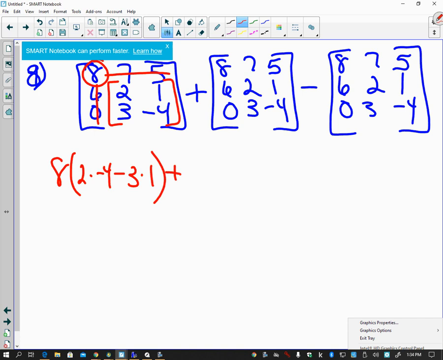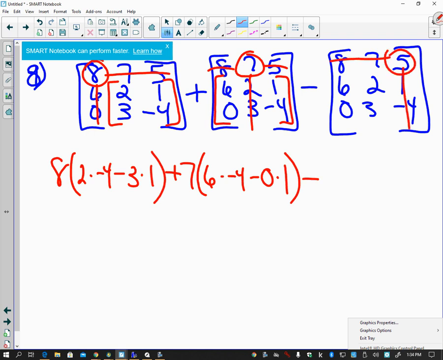Plus, we get 7. The line runs across and down, leaving me with the determinant of 6, 1, 0, negative 4. So 6 times negative 4 minus 0 times 1. Okay, fine. Bring down our subtraction. We get 5, and we use the determinant of this inside matrix here. So 5, 6 times 3 minus 0 times 2.